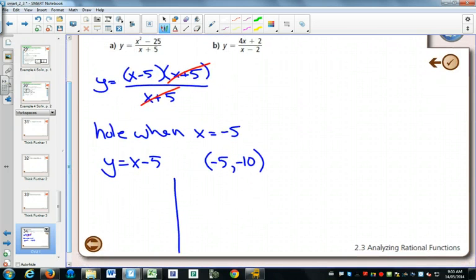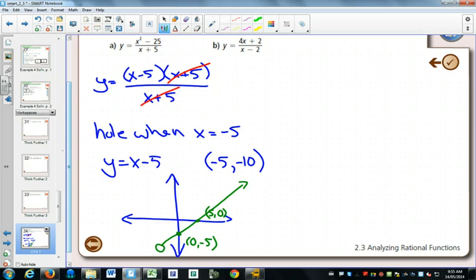So a quick sketch of this graph. I know that it has a y-intercept of minus 5. It has a slope of 1, so up 1 over 1. I'll put another point on here, for example, when x is 5, y is 0. I know that my graph looks like this. I also put a hole here at minus 5, minus 10. So it looks exactly like a line, except it has an additional hole in it.